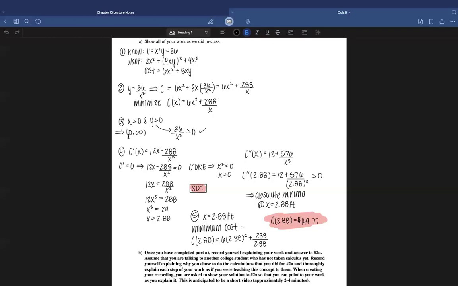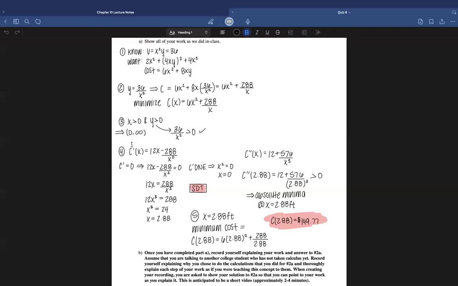And then in step three, we're trying to find the interval, so we take x is greater than 0 and y is greater than 0, and we already have our y equals, so we just plug that in for y. Just 36 over x squared is greater than 0, sorry. And that is true because if you plug in something for x, it's going to be positive.